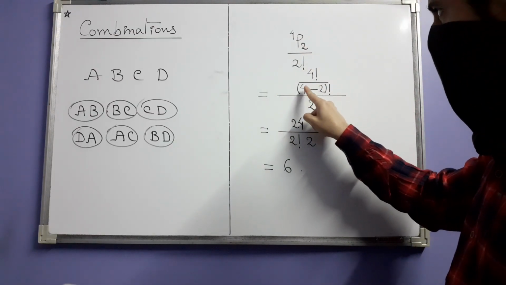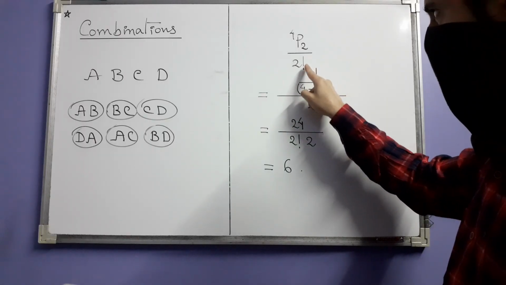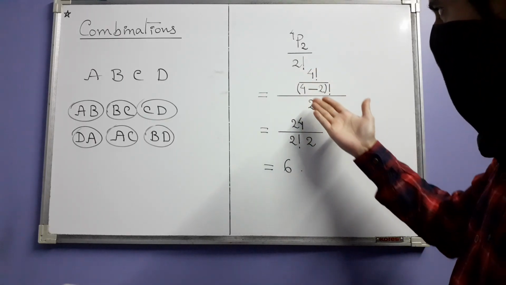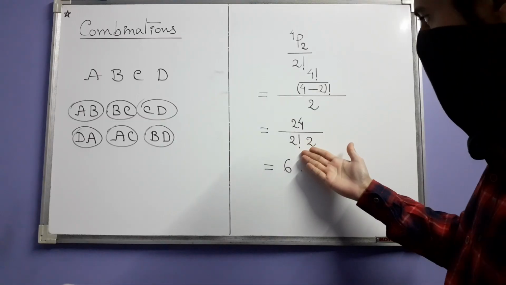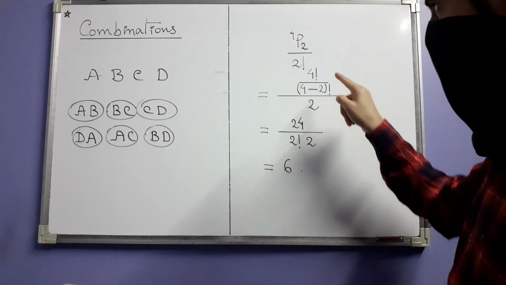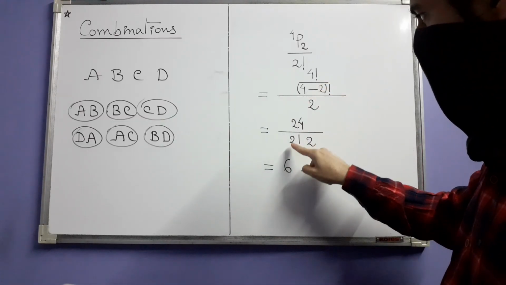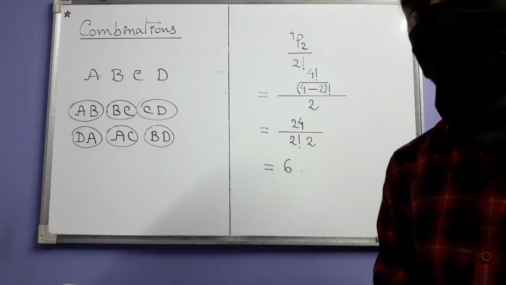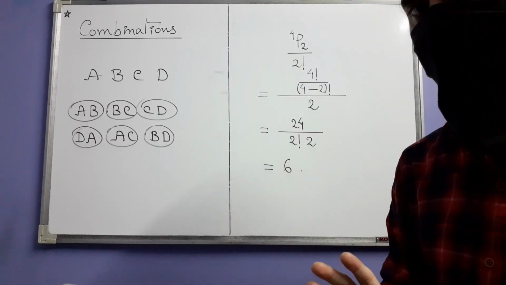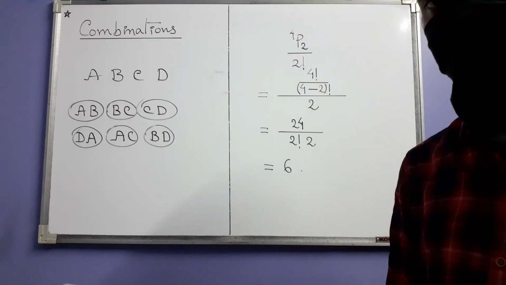4 factorial divided by 4 minus 2 factorial. This 2 factorial in the denominator is just 2. Then 4 minus 2 is 2, so you have another 2 factorial in the denominator, and 4 factorial is 24. 24 divided by 4 is 6. Yes, it's matching. So that means our idea is correct.